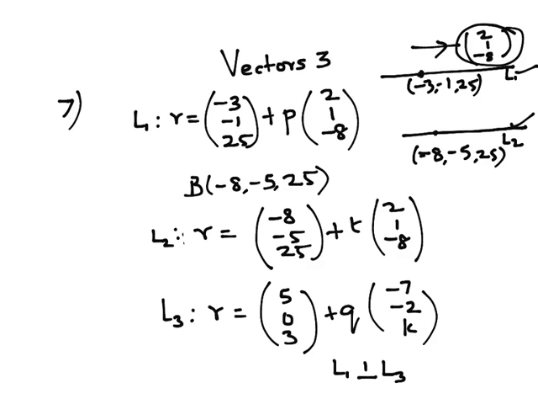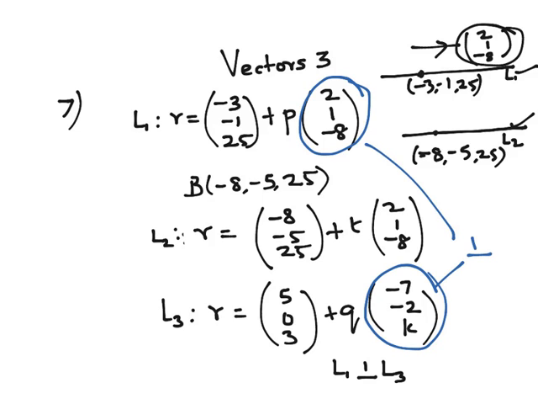Now we know that if two lines are perpendicular, then the direction vectors are perpendicular to each other. Here for the first line this is the direction vector, and for the third line this is the direction vector. So these two vectors are perpendicular to each other. Now if two vectors are perpendicular, we know that the dot product is 0. So definitely the dot product of these two vectors is 0. So let me find it.